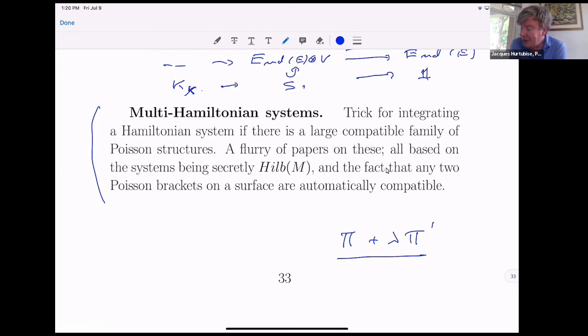And so basically it explains in a few lines a whole industry showing that these various Hamiltonian systems with their Lax pairs and such have multi-Hamiltonian structures. It's basically the fact that secretly they're all symmetric products of surfaces. And so this is a sort of nice and useful remark.